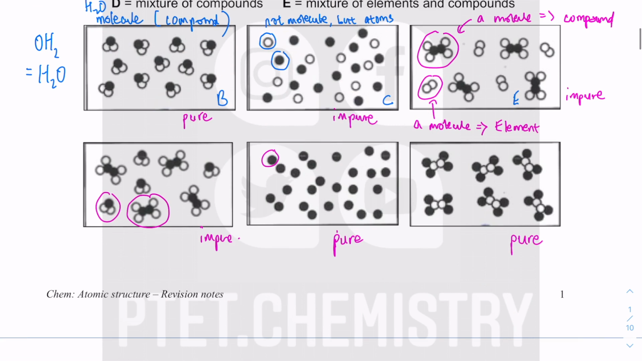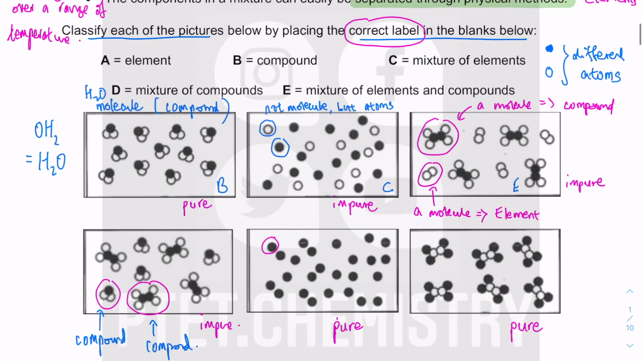On to the next one, you have this, which is a compound. It's also a molecule, by the way. This is also a molecule, but it's also a compound. So we have a mixture of compounds, which is option D. Next one is a pure one. It's an element. It exists as atoms, because elements can be atoms or molecules, but it must only contain one kind of atom. So that one must be A.